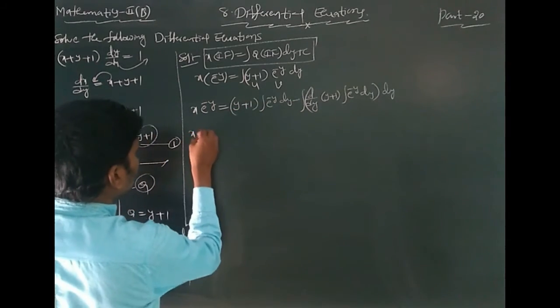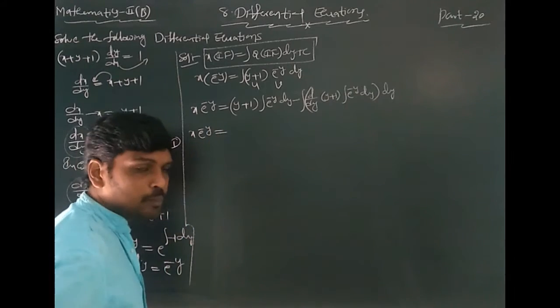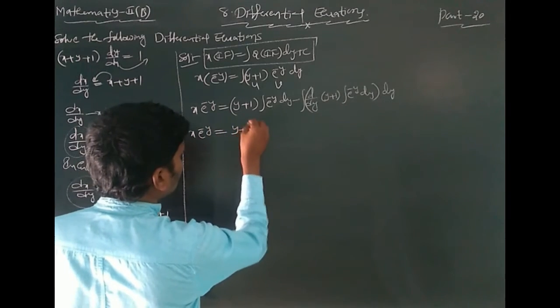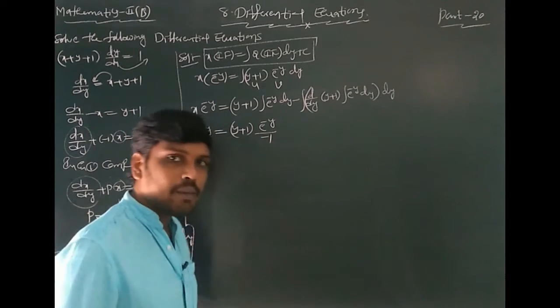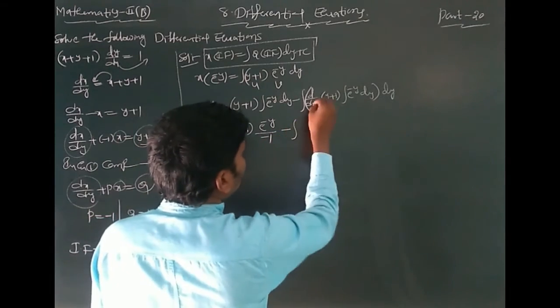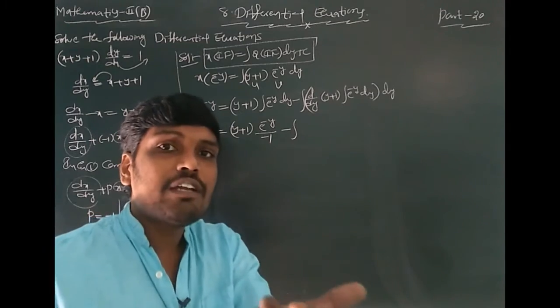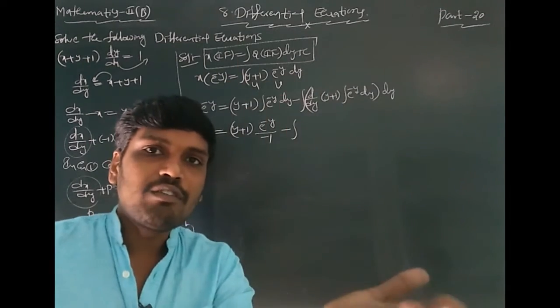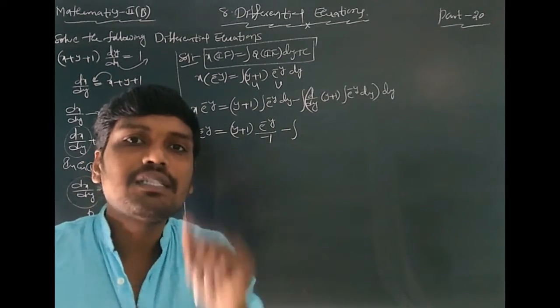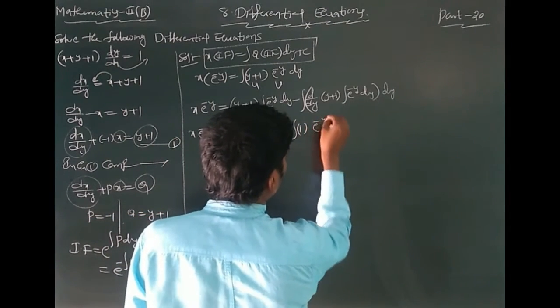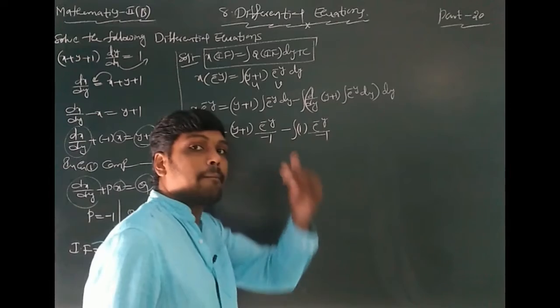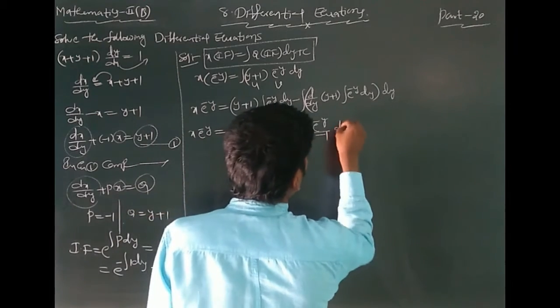After that, x into e power minus y equals y plus 1 into integral of e power minus y, which is e power minus y by minus 1, minus integral of the derivative of y plus 1. Derivative of y with respect to y is 1. Derivative of 1 with respect to y is 0, because 1 is a constant. That's why 1 plus 0 is 1. Then e power minus y by minus 1 into dy.